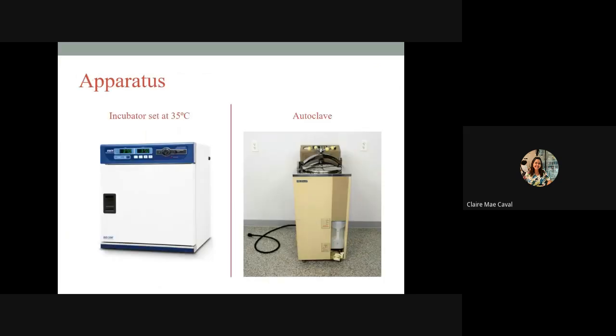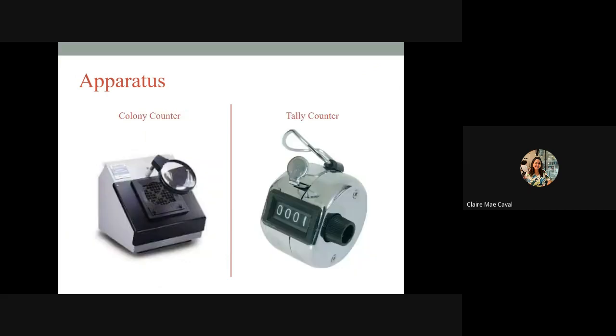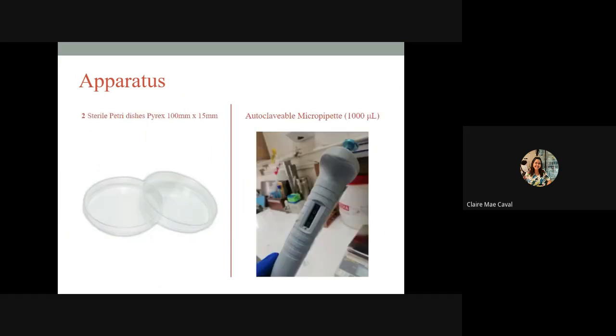So, let's start. These are the apparatus used for heterotrophic plate count. Incubator set at 35 degrees Celsius. So, only one temperature requirement, 35 degrees Celsius. And of course, the autoclave. All the time, there is an autoclave. Colony counter. This is already your Quebec colony counter. And a tally counter. We need sterile Petri dishes, but this time the bigger ones, the 100 millimeters by 15 millimeters. It could be glass or disposable plastic Petri dishes.